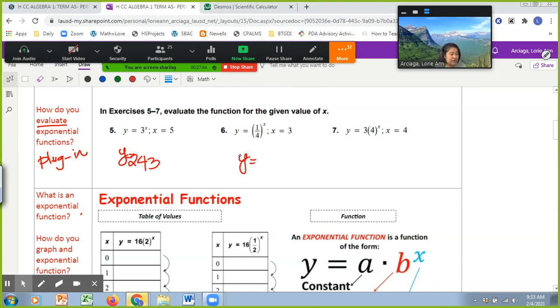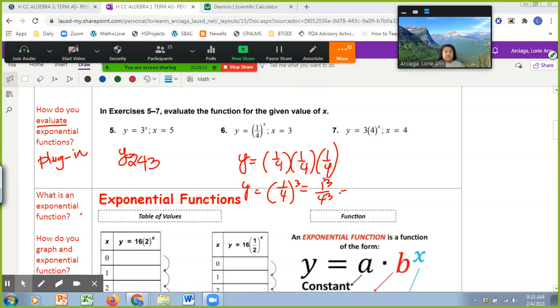Next one. What is 1/4 to the third power? It means you're going to write 1/4 three times, or there's a shortcut. You could also go 1/4 to the third is 1 to the third over 4 to the third, whatever that is. So what's the answer?